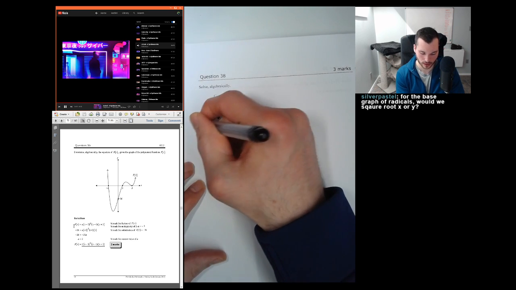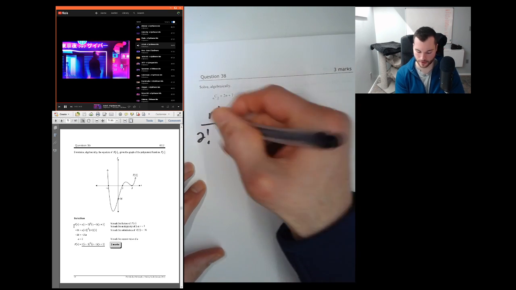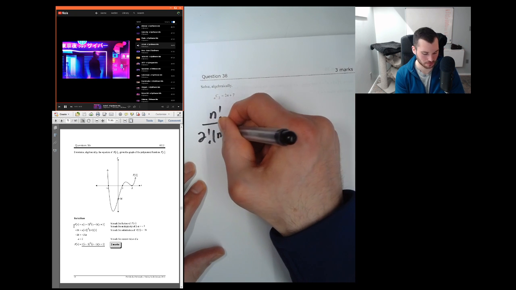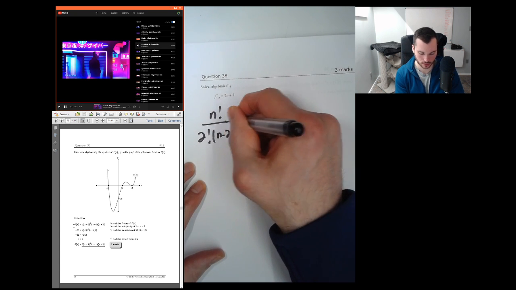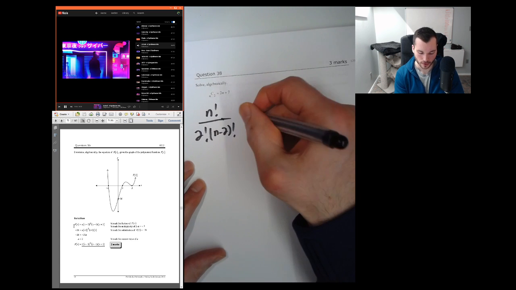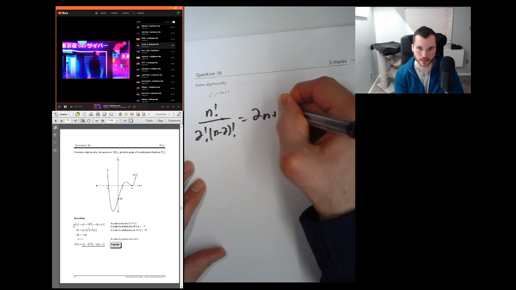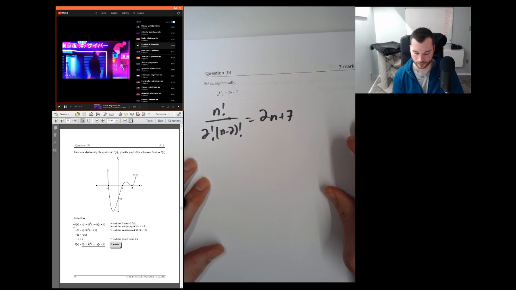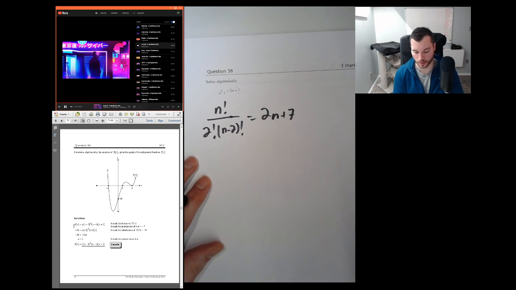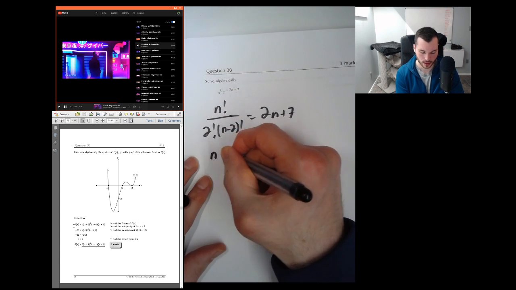Okay, solve algebraically. Darn tootin' we will. Straight up from the formula. I've memorized it. If you haven't, go look at it. That's cool. You'll get this, right? Equals 2n plus 7. Okay. Which one's bigger? You got to get rid of these factorials. That one is.